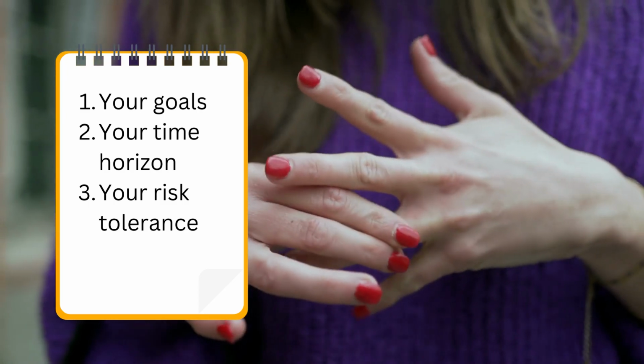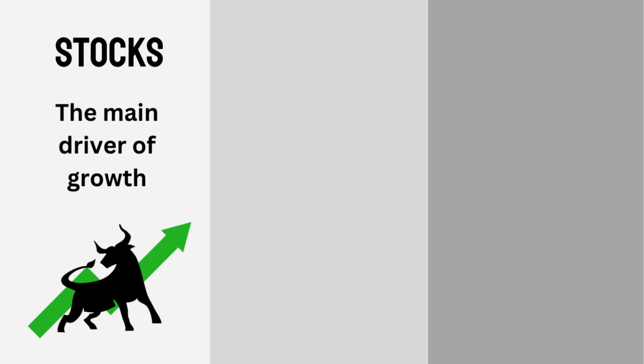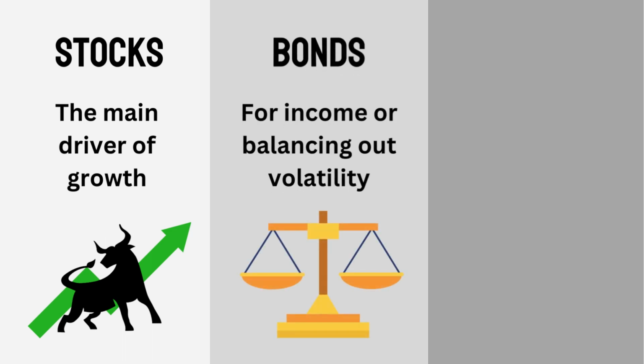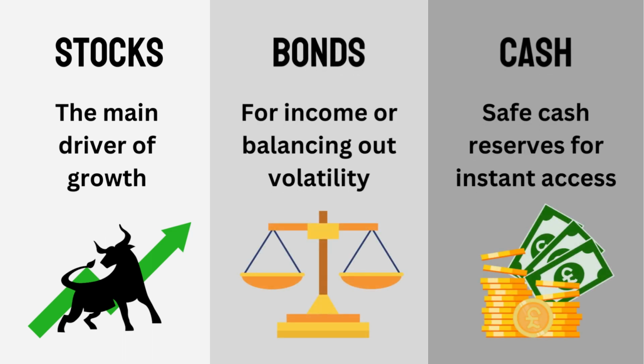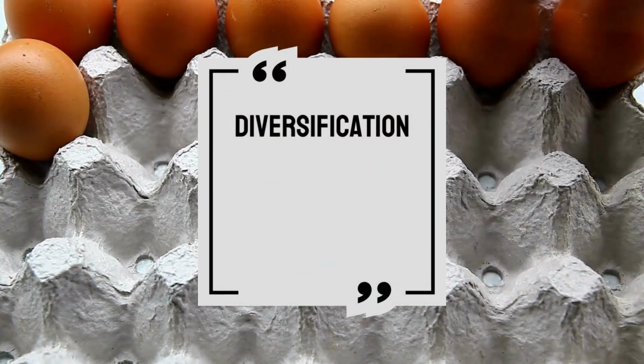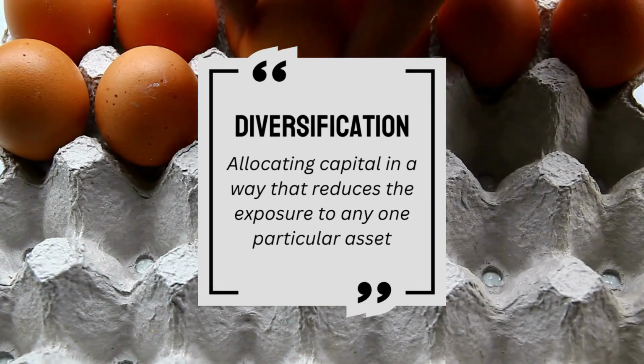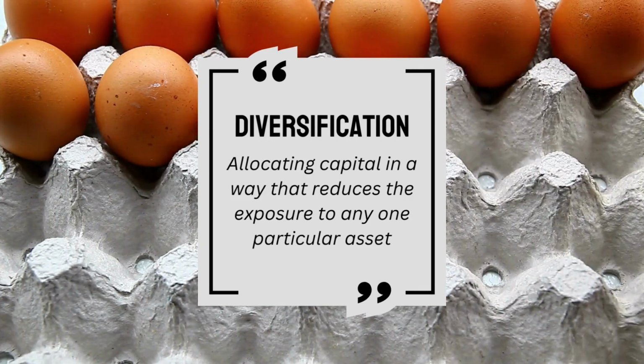For example, you might allocate 60% of your portfolio to stocks for growth, 30% to bonds for stability, and 10% to cash for safety and liquidity. This is called diversification, and the point of it is to spread all of your investments out and not put all of your eggs in one basket.